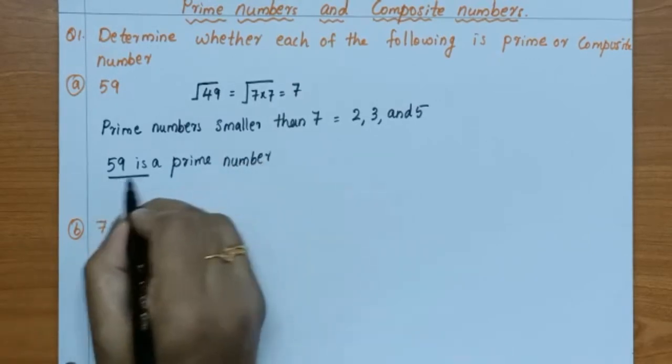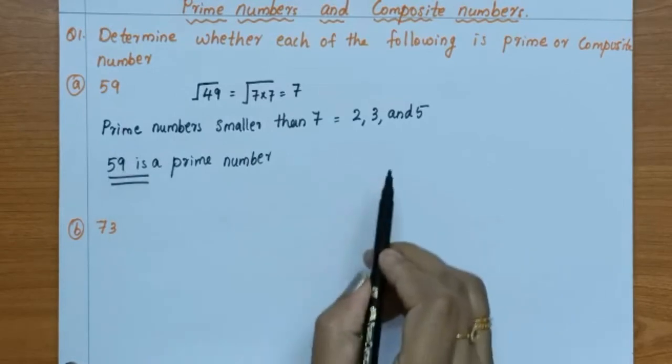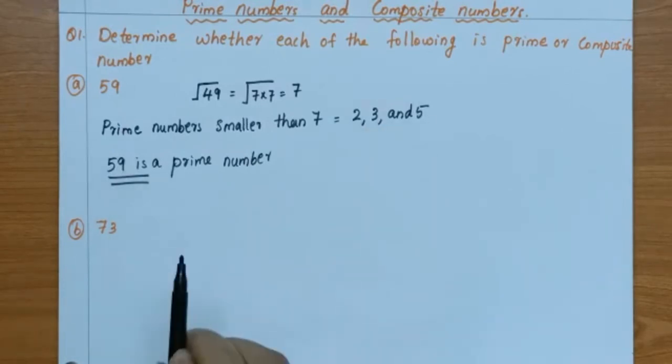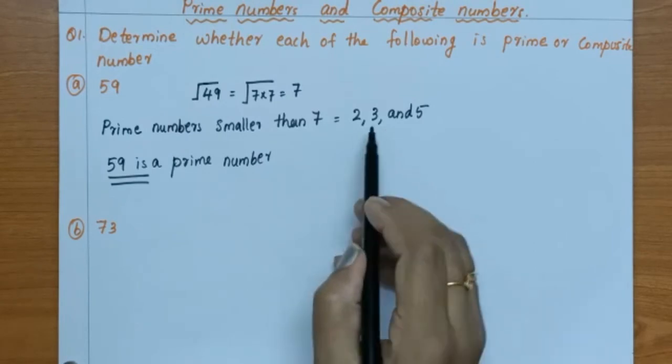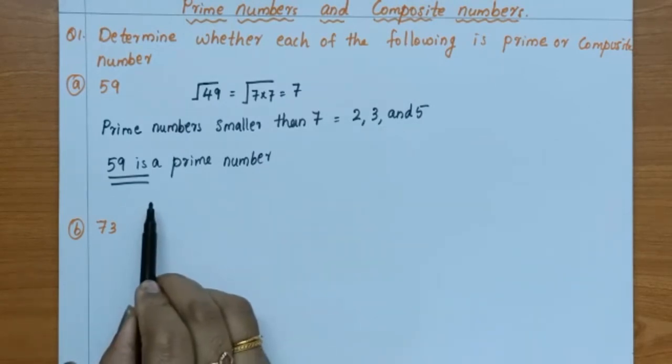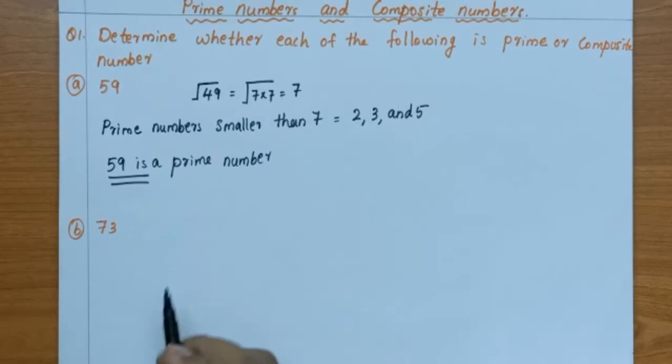If 59 is divisible by any of these numbers, that means 59 is a composite number. Here it is not divisible by any of these numbers. That's why 59 is a prime number. Then we can check 73.